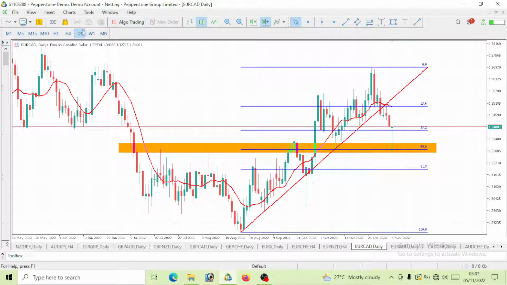So take a look at this daily time frame. I was trying to analyze something on this EURCAD, right? So you can see that this EURCAD is clearly on a bullish move. We are actually on a bullish move. Then all of a sudden we started having this pullback, right?